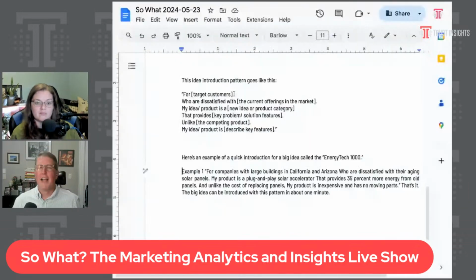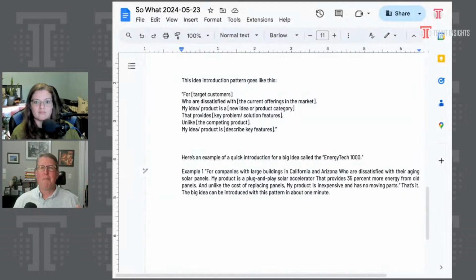And here, let me grab this, because when you see this, you're going to laugh because it's right on the mark. I didn't have time to throw this into a slide, but you're going to see a very familiar framework here: it's for X who are dissatisfied with Y. My idea product is a new thing that provides X, unlike my idea. I was like, oh my God, this is a flavor of 5 Ps. It's the same thing. You're plugging in your whole product pitch and framing it from their perspective though.